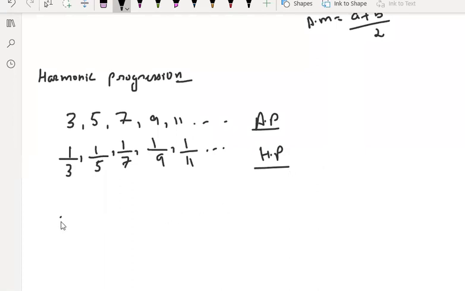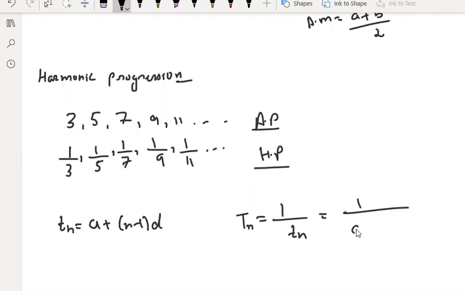So what will be the Tnth term of HP? Tell me. The Tnth term of AP is A plus n minus 1 into D. And I told you that HP is the reciprocal of this. So the Tnth term of HP, I'm just writing by capital T, should be 1 by this. So it is 1 by A plus n minus 1 into D. Okay, got it? Yes, very good.